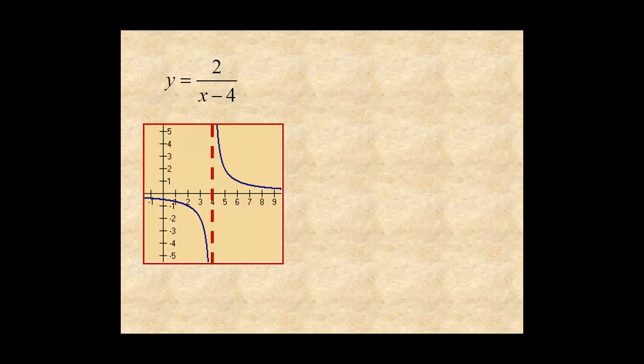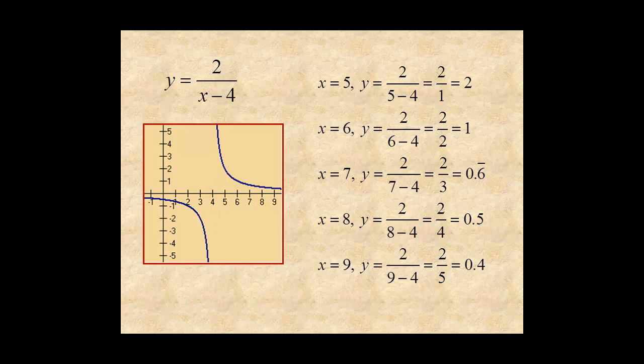This isn't so hard to understand. As you calculate values of the function moving away from the VA, the denominator gets larger, which makes the value of the function smaller. For example, here are calculations of the function from x equals 5 to x equals 9. Notice as the value of the denominator grows from 1 to 5, the value of the function decreases from 2 to 4/10.